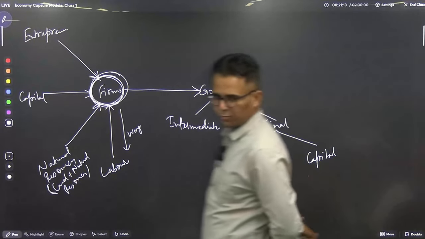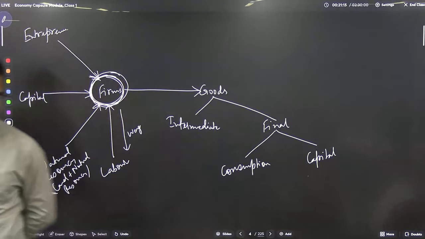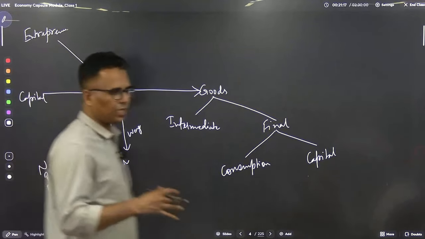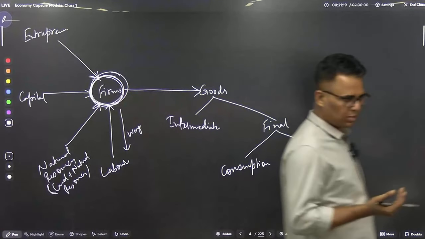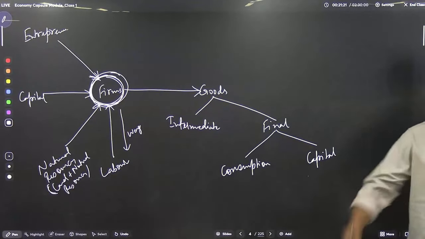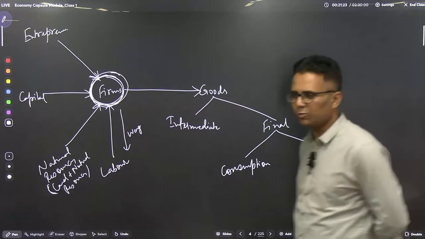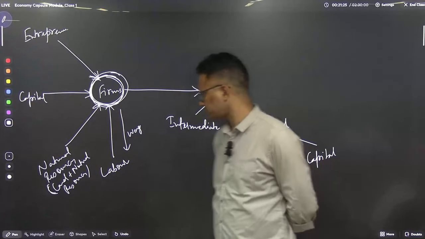No, government can also produce. Hey, see, capital, it is an output of man-made process. So government can also produce capital goods. Government companies can also produce capital goods, right?